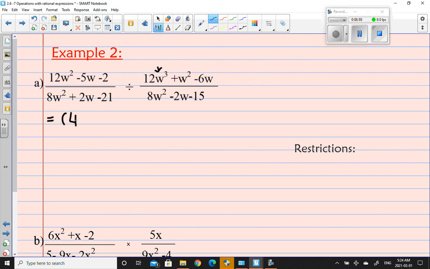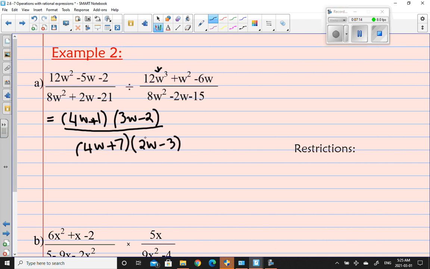So there is that work involved, which I'm not showing here, but you would do that and you would factor down to 4w plus 1 times 3w minus 2 divided by 4w plus 7 times 2w minus 3. Okay, so this factoring part is a major part of this solution, which I haven't done. I'm just showing you the work after it's been factored. So you have to know how to do factoring, okay?